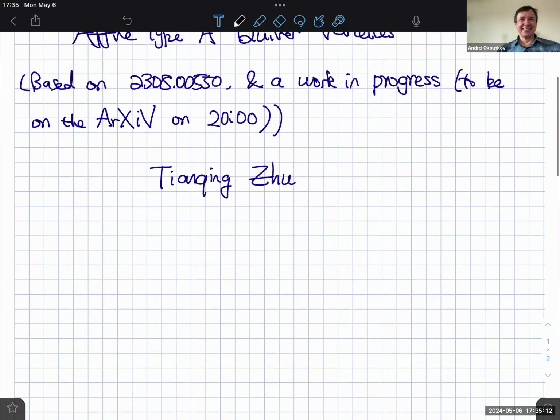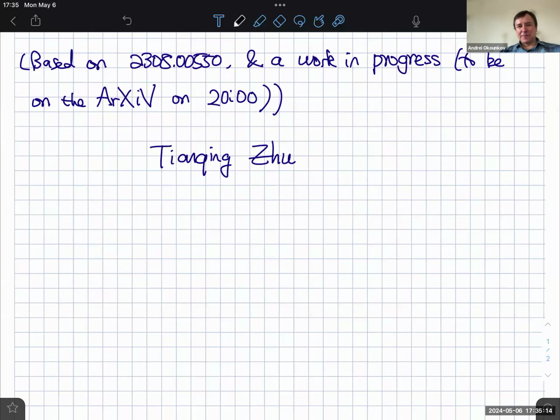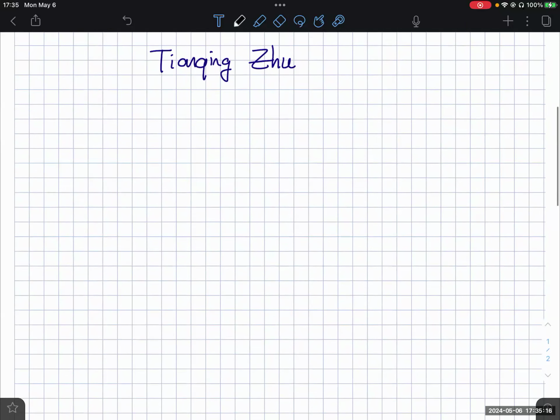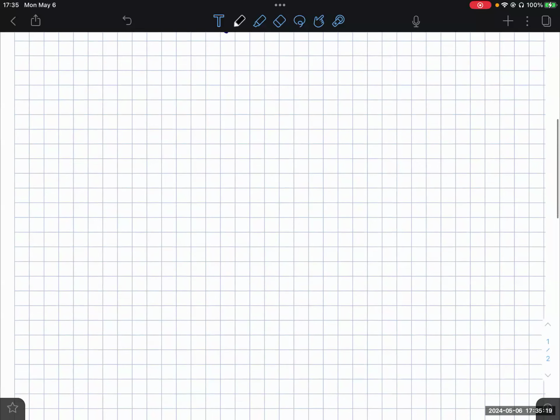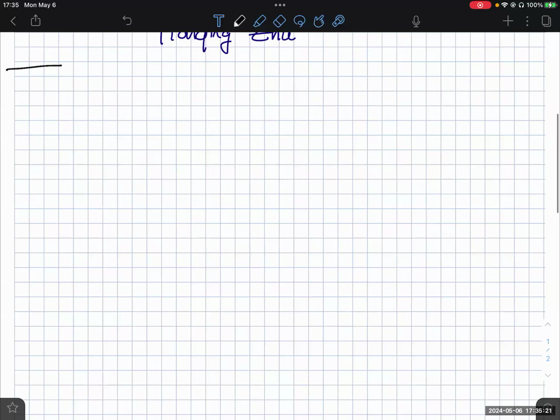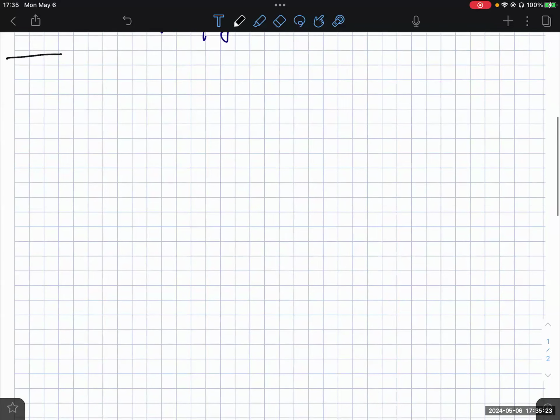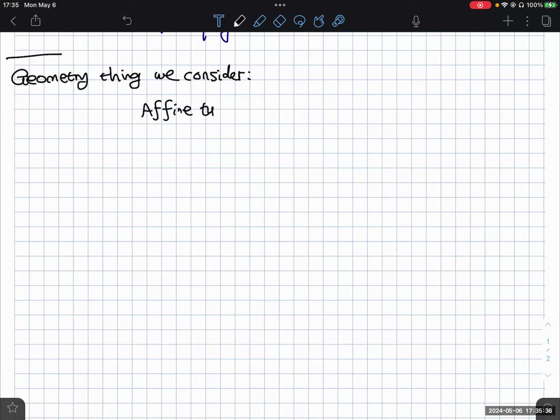Since the seminar will last about 2 hours, I'm going to tell some things maybe in detail. So let me first start with the geometric things that we consider. The geometric thing is the affine type A quiver varieties. Let me first give an introduction to what the affine type A quiver variety is.